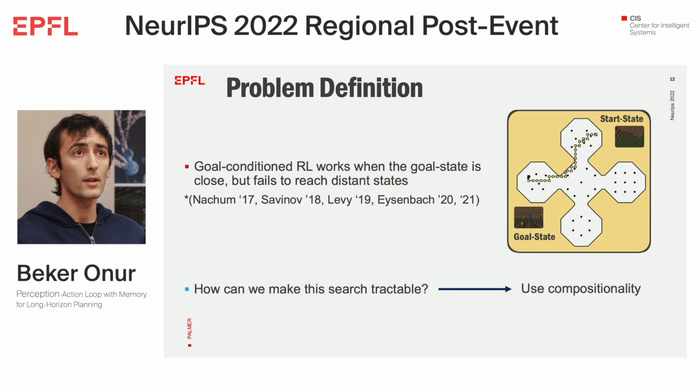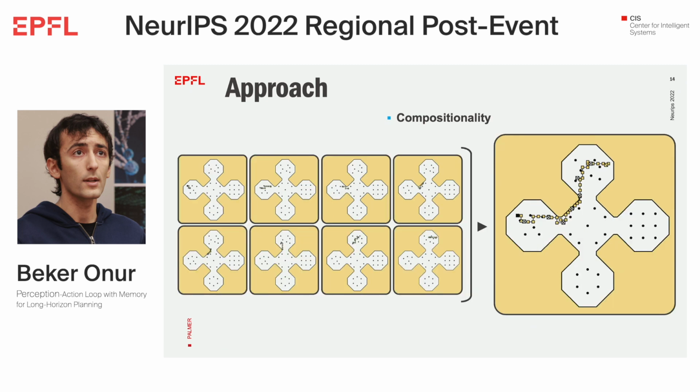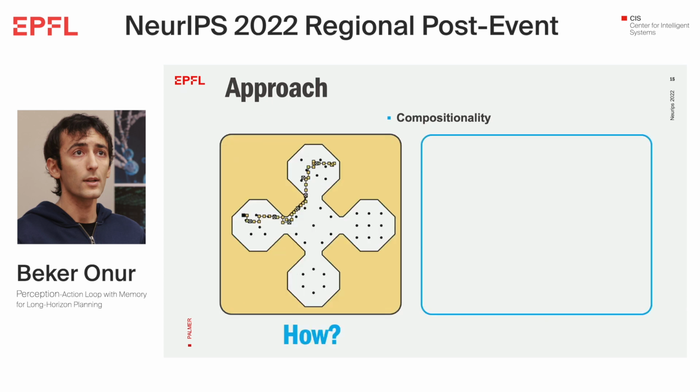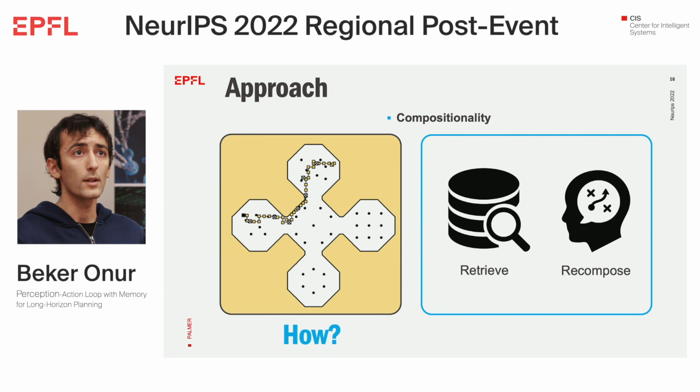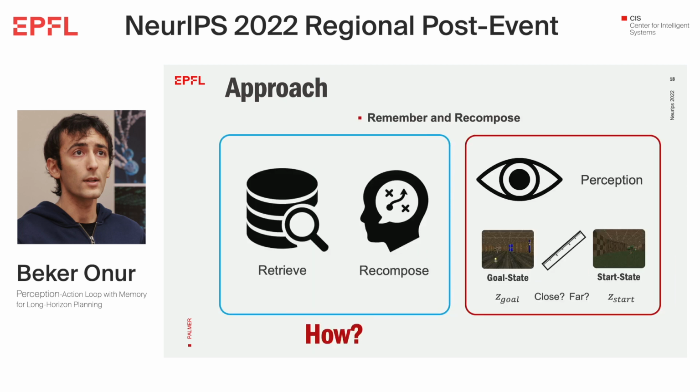We can employ compositionality. In our case, this corresponds to searching for random walk segments in our replay buffer, which, when concatenated together, form a path between the start and goal states. But how can we implement such a trajectory restitching mechanism? We need to be able to retrieve relevant trajectory segments, and we need a way to restitch them into a path. To achieve this, we learn a perception function which projects images into a latent space where the L2 distance correlates with physical proximity between states.